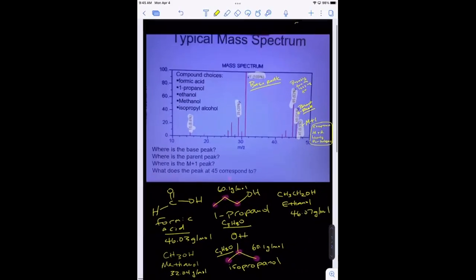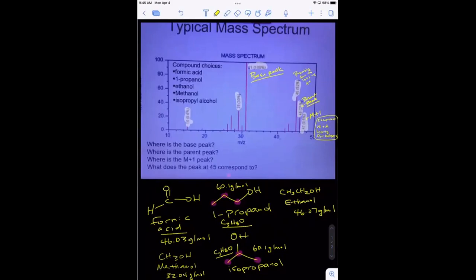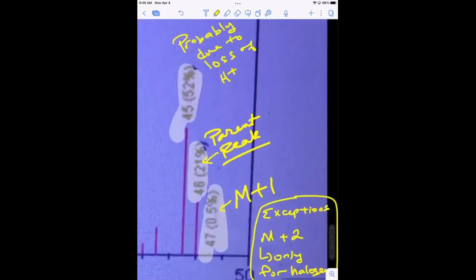If we look at the spectrum, let's go through and eliminate what we know this spectrum can't correspond to. The way we do that is let's take isopropanol and 1-propanol. The molecular weight for those two compounds is 60.1. If the parent peak corresponds to the molecular weight, which it does, this is always the molecular weight of your compound. Always. What would the parent peak be for isopropanol or 1-propanol?